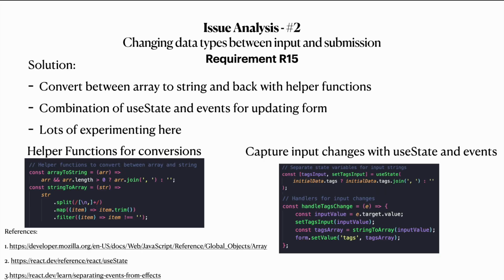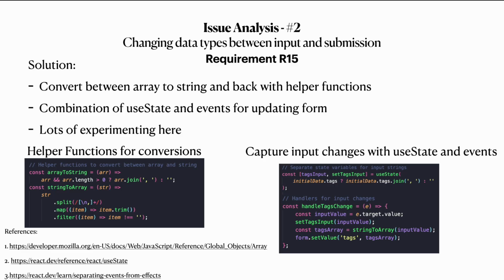To get this fixed, it took a lot of experimenting, but there were a few pieces to the puzzle here. The first was to create a set of helper functions, which is the array to string function and the string to array function. The first converts an array of tags into a single string separated by commas, which was done through the use of a ternary operator. The second, string to array, converts a string of tags into an array by splitting the string based on commas and new lines, trimming white space, and filtering out empty tags.